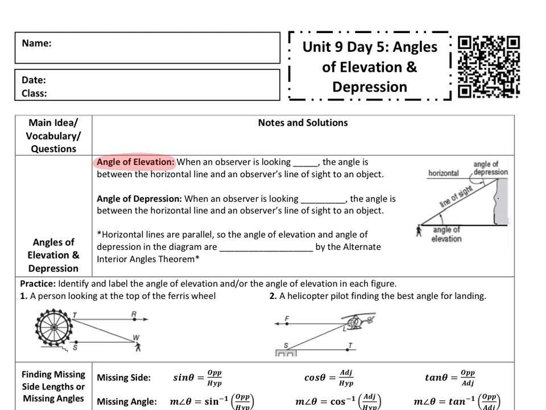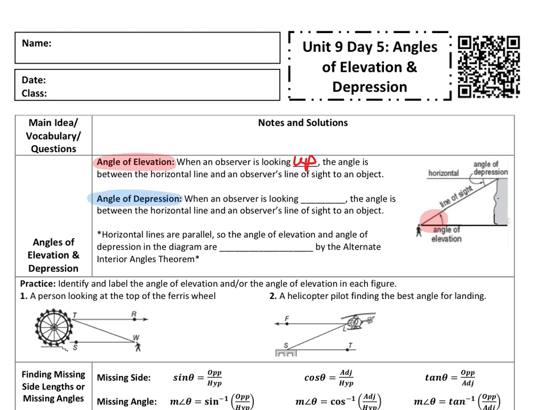So an angle of elevation is when an observer is looking up. The angle is between the horizontal line and the observer's line of sight to an object. So if you notice right here, this is where the person is looking, so it is my angle of elevation. Basically, this is going to help you figure out where to put the theta or the angle marking in word problems. Its opposite is called an angle of depression.